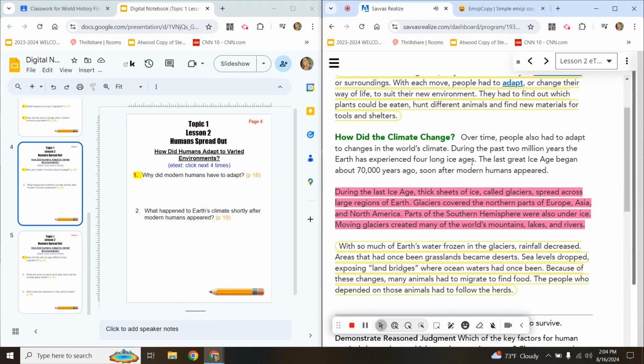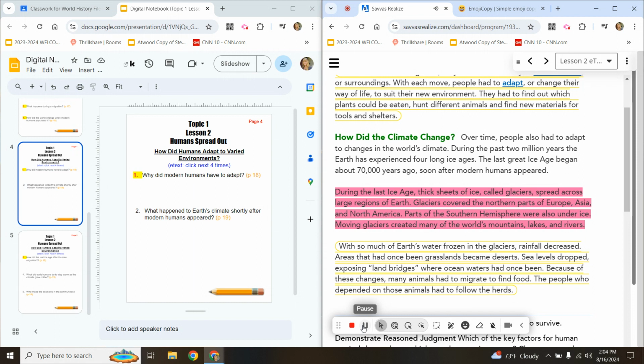How did the climate change? Over time, people had to adapt to changes in the world's climate. During the past 2 million years, the Earth has experienced 4 long ice ages. The last great ice age began about 70,000 years ago, soon after modern humans appeared. During the last ice age, thick sheets of ice called glaciers spread across large regions of Earth. Glaciers covered the northern parts of Europe, Asia, and North America. Parts of the southern hemisphere were also under ice.